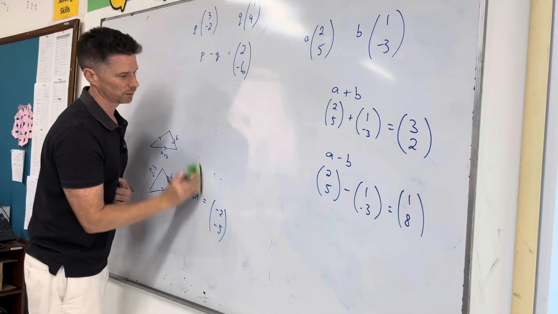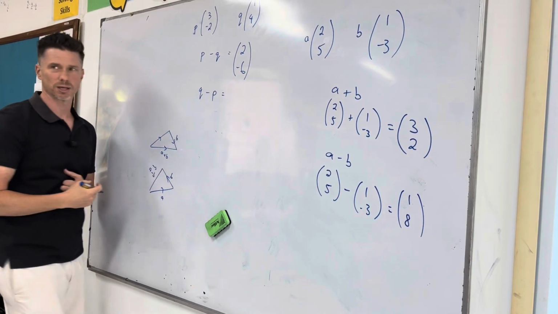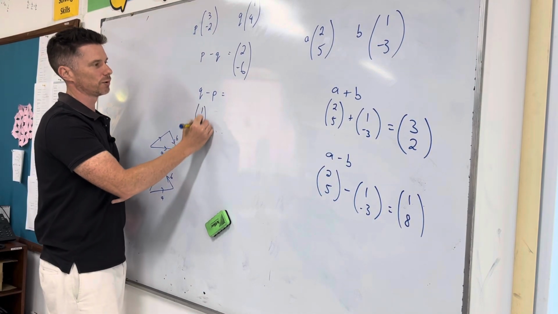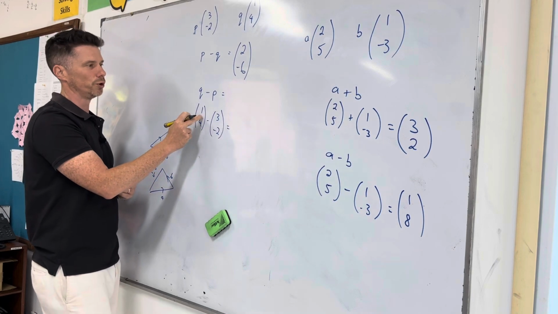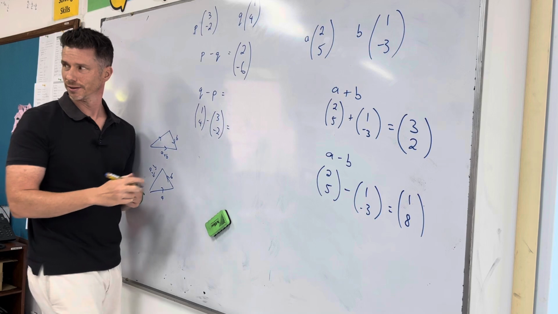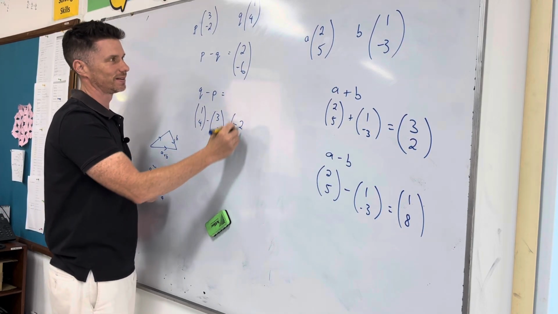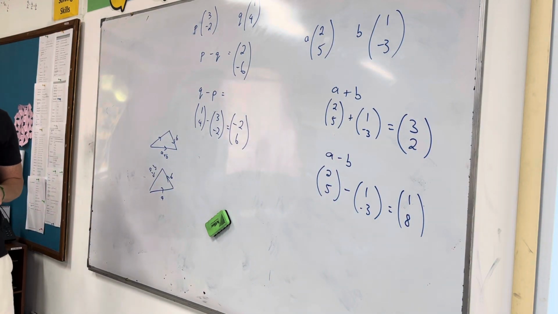What about if it's the other way around? We have Q minus P. Is it going to be the same answer? Just to make sure we line them up correctly, let's write them the other way around. 1 minus 3, minus 2, 6. It's the exact opposite. Okay?